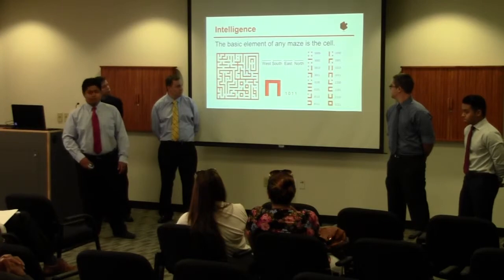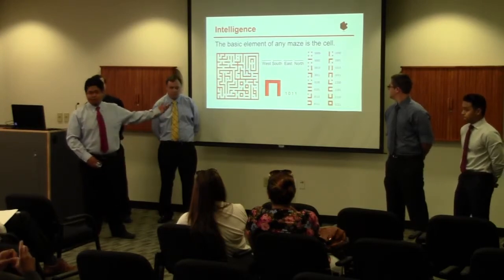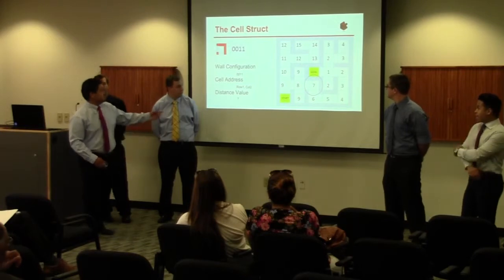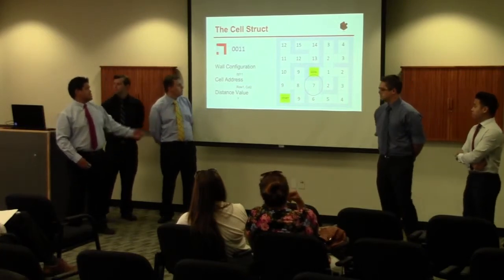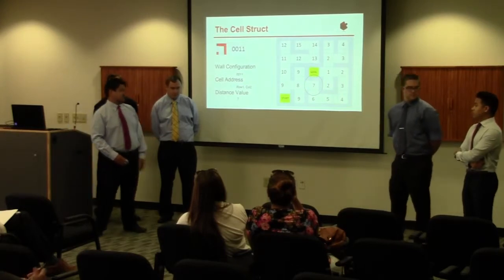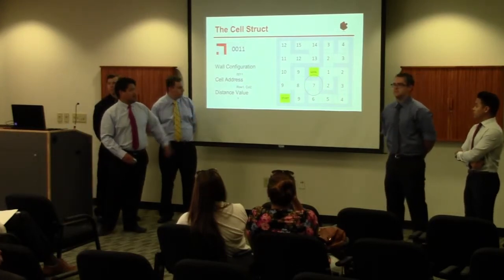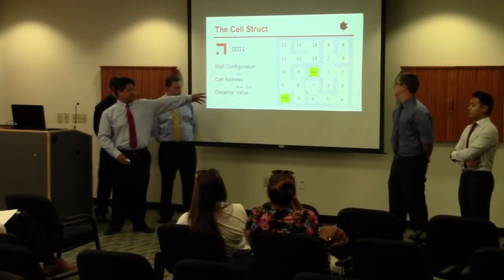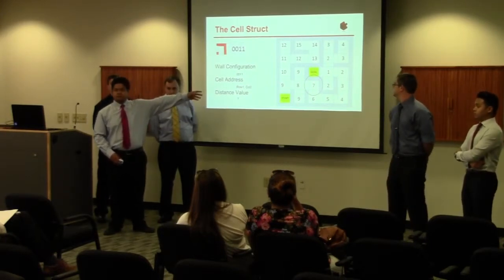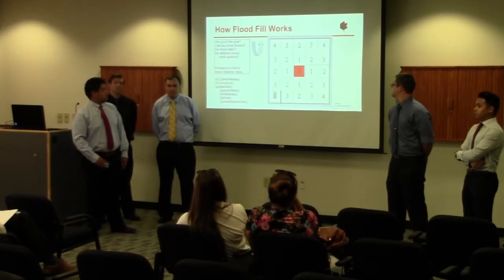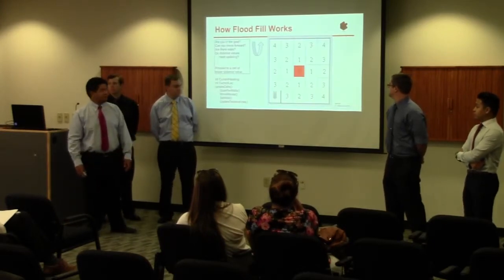The E-Cube mouse, our mouse, not only learns walls, but it maintains this information too. It maintains cell addresses and a distance value. Now what are distance values? Distance values are the most important value for our algorithm. The distance value is the number of cells it takes for that cell to get to goal. For the flood fill algorithm that we're going to be using, that value is going to be updated.